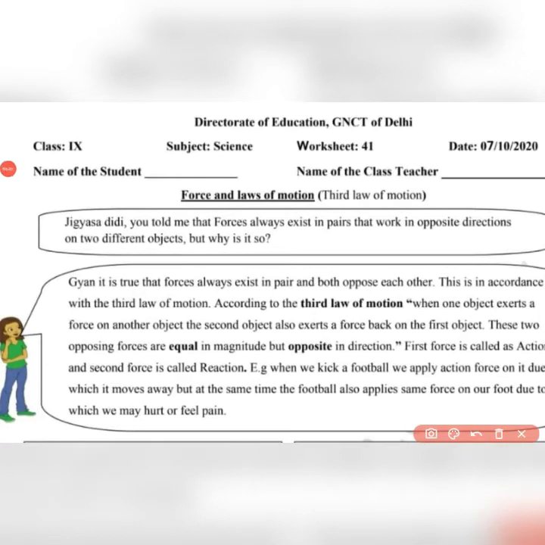Hello students, today we are discussing worksheet 41, chapter 9, force and laws of motion. Today we will be discussing our third law of motion.